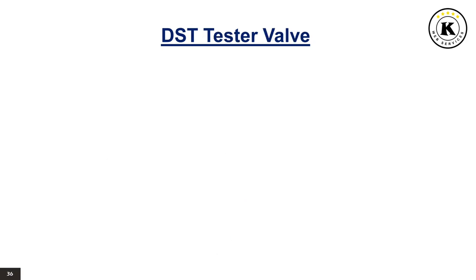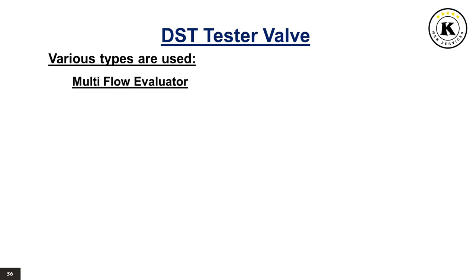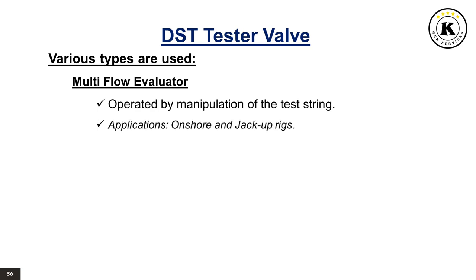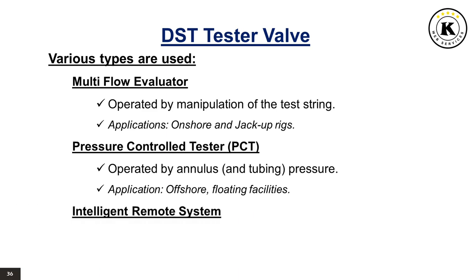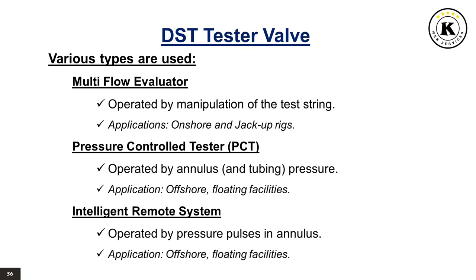DST tester valve. Various types of tester valves are used. Multi-flow evaluator. It is operated by manipulation of the test string and it is generally used onshore and on jackup rigs. Pressure controlled tester, PCT. It is operated by annulus and tubing pressure, and it is generally used offshore and on floating facilities. Intelligent remote system. It is operated by pressure pulses in annulus and it is generally used offshore and on floating facilities.